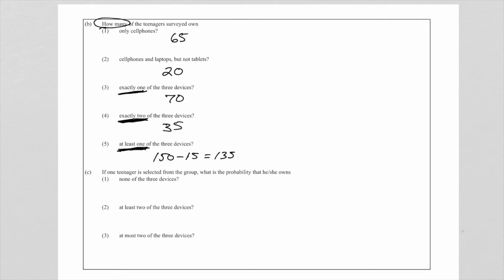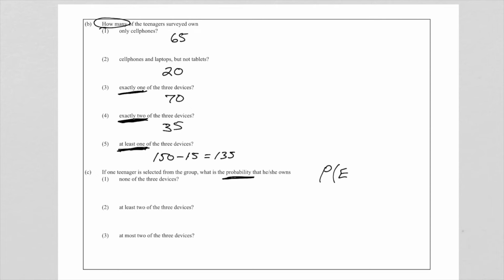Now I want us to move on to the C part of this question. Now in C, they ask us if 1 teenager is selected from the group, what is the probability? What is the probability? So that is extremely important that you don't miss that when you do these questions. The previous one was how many, and now that was the how many. Now they want probability. Now I want to remind you of our definition or formula to calculate probability.